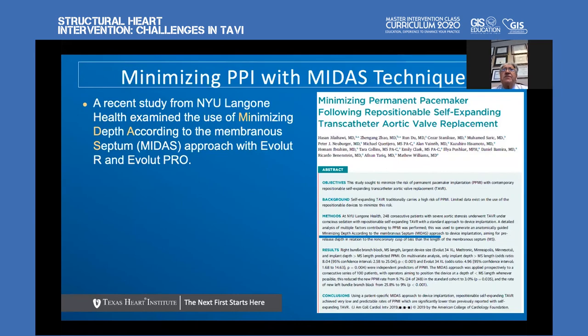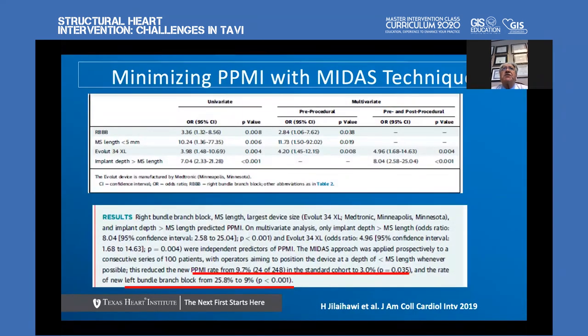Next slide, please. So the investigators, Jihali Yavi, and colleagues from NYU Langone Health Center examined the use of minimizing depth according to the membranous septum size or length, the so-called MIDAS approach, with Evolut R and Evolut Pro valves, to determine if that plays a significant role in causing the need for permanent pacemaker implantation. It is clearly known that self-expanding TAVR traditionally carries a higher risk for permanent pacemaker implantation.